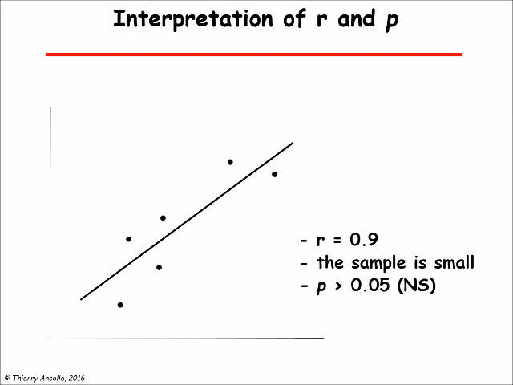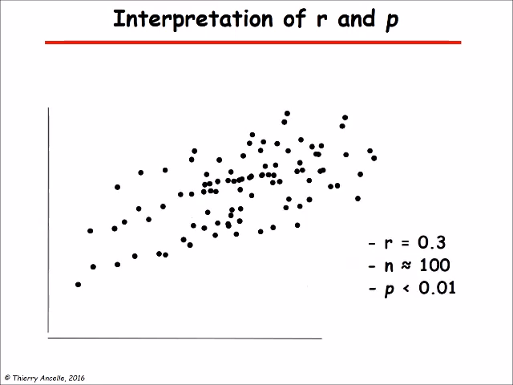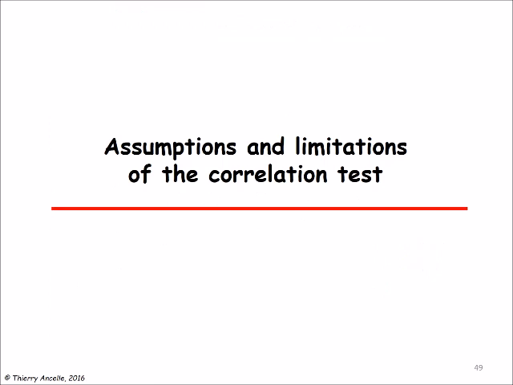In this example, the R coefficient, 0.9, is high. The correlation seems to be strong. But the sample size is small and the result of the test, with a p-value larger than 0.05, is not significant. We cannot assert that the correlation is certain. Conversely, in this example, the correlation with the R coefficient of 0.3 is not strong, but the sample size is large, and the test shows a significant correlation. We can assert with a low risk of error that there is a link between the variables, but this link has a weak intensity.